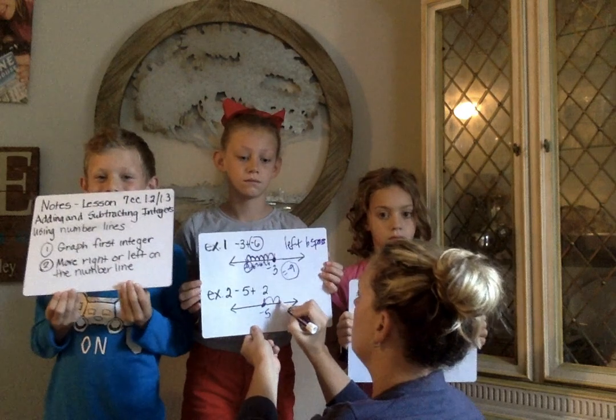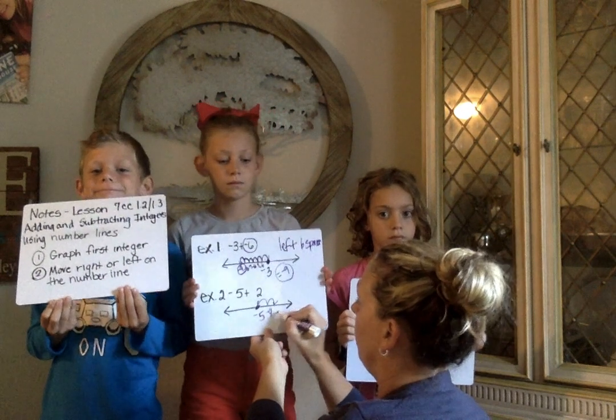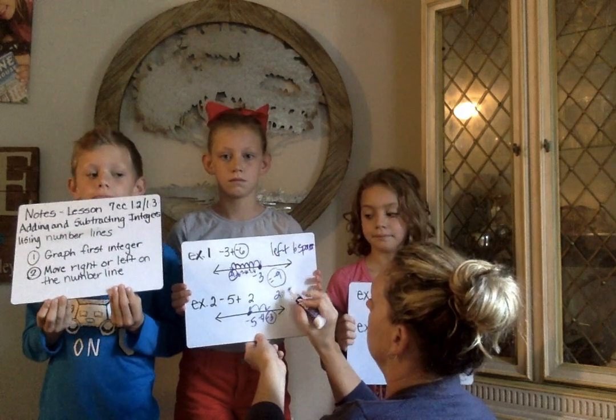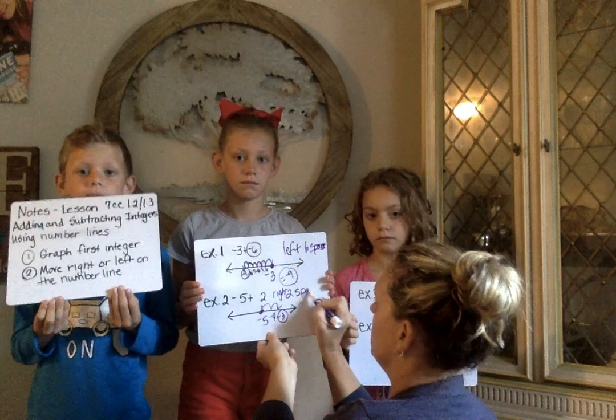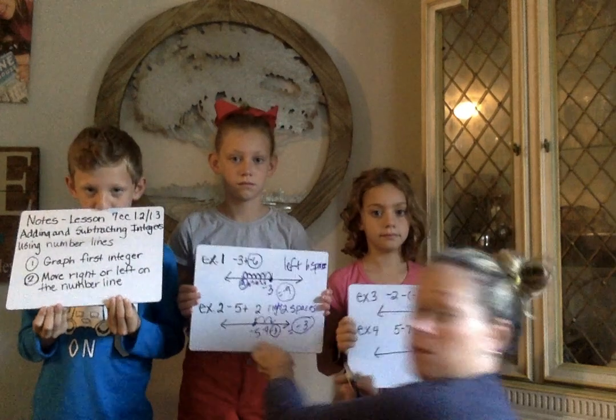2 places closer to 0. So that would be -4, -3. I've moved right 2 spaces. And my answer is -3.